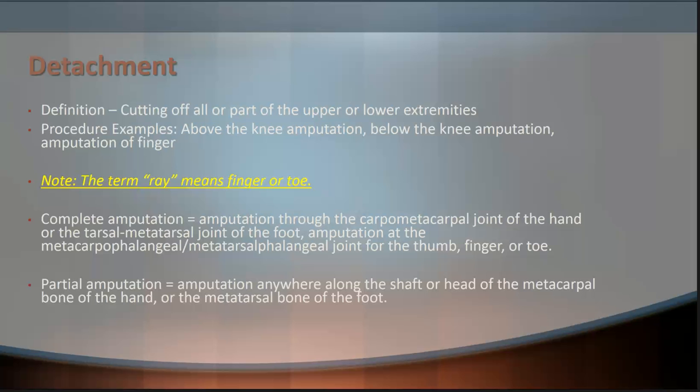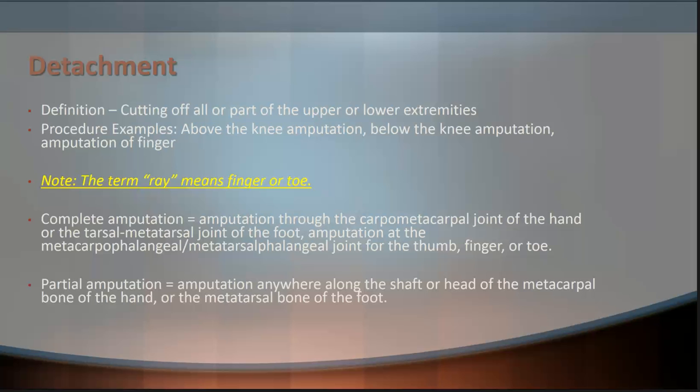Additionally, once you determine that you're going to use detachment, you have to also know where it was cut on the patient, because there's different types of detachment. There's complete, there's partial, there's low, there's high, and there's mid. Also in ICD-10-PCS, they use the word ray, R-A-Y, and ray means a complete finger or a complete toe.